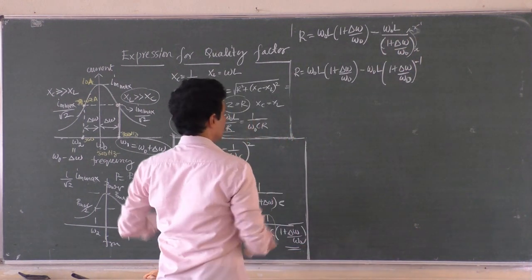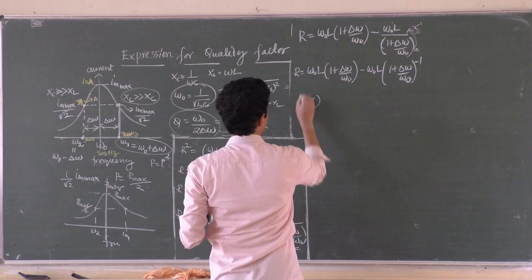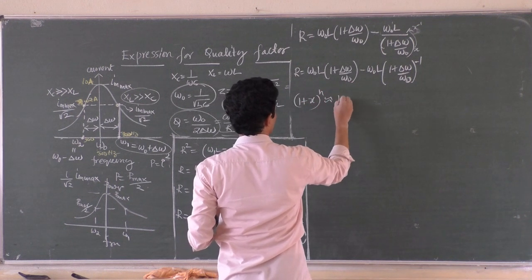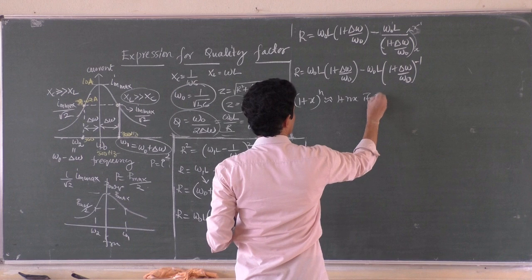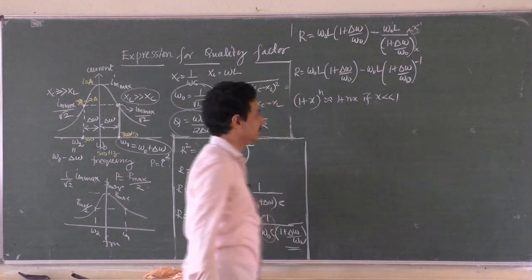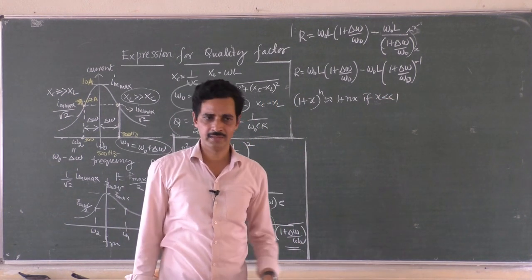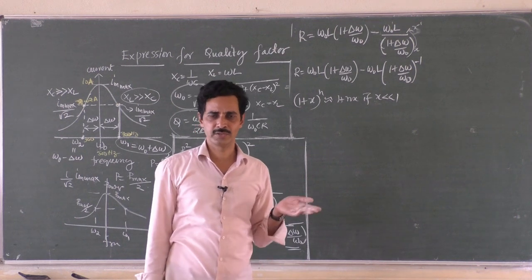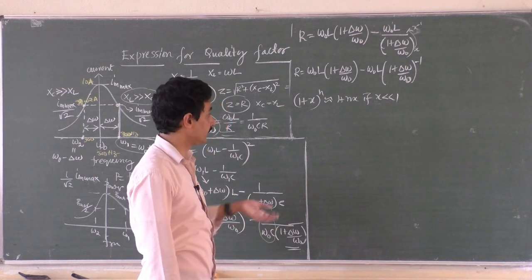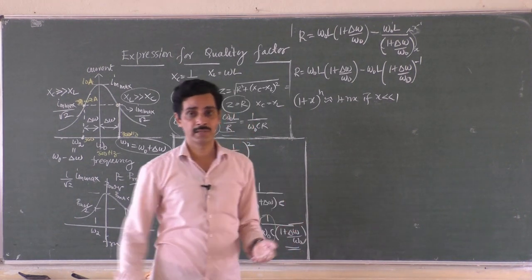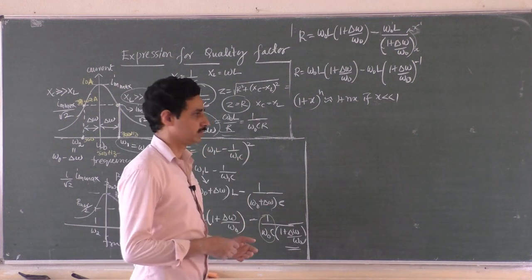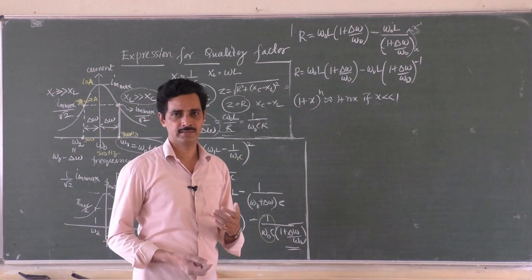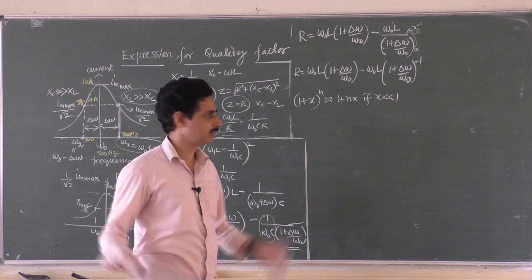You know that 1 plus x to the power n is almost equal to 1 plus nx if x is much less than 1. If x is a term which is much less than 1, then 1 plus x to the power n is almost equal to 1 plus nx. Otherwise, if x is not less than 1, you will have 1 plus nx plus x squared by 2 factorial, plus x cubed by 3 factorial, and so on, right? You will have a long series for that.